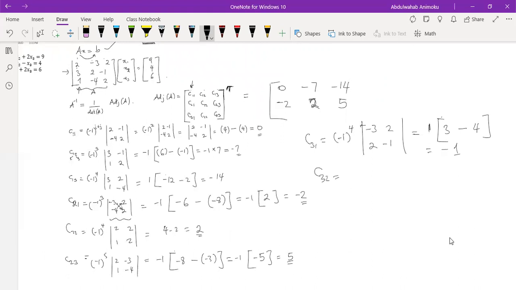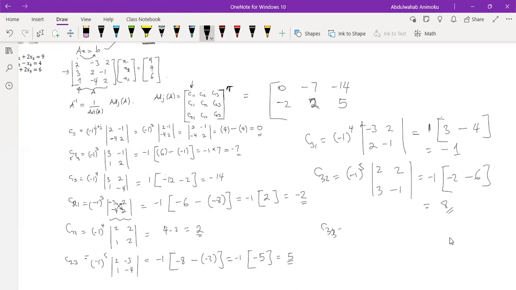Now C32 is minus 1 raised to the power 5. Now let's find the matrix again. Close the third row and the second column. So what is left is 2, 2, 3, minus 1. So that's minus 1 times 2 times minus 1, that's minus 2, minus 6. So this is minus 8 times minus 1, that is 8.